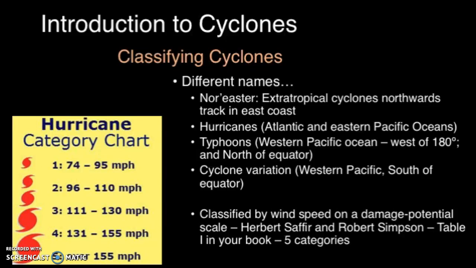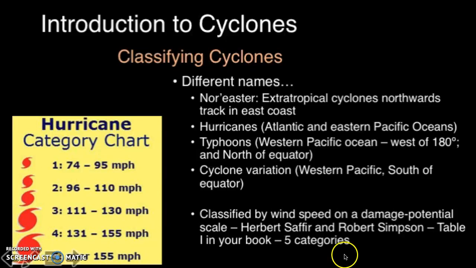So for simplicity and not to get confused with all the names, all of these tropical cyclones, so all of these that I named except the nor'easters, are going to be referred to as hurricanes for the rest of the chapter, okay? So I'm going to lump together hurricanes, typhoons, and that cyclone variation name that is given to those that occur in Oceania, okay?